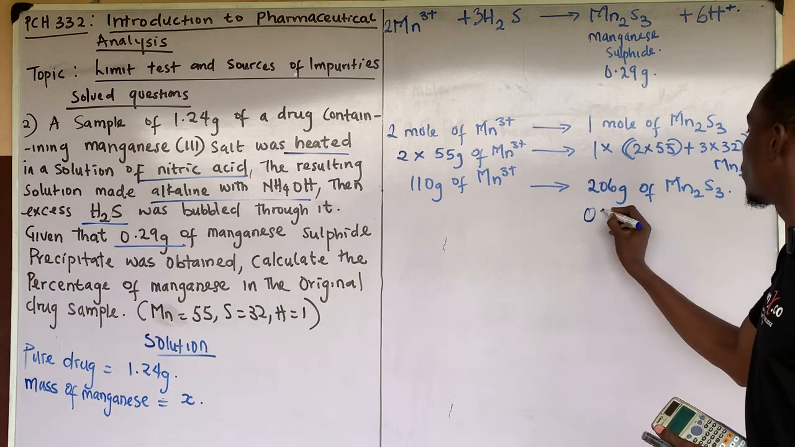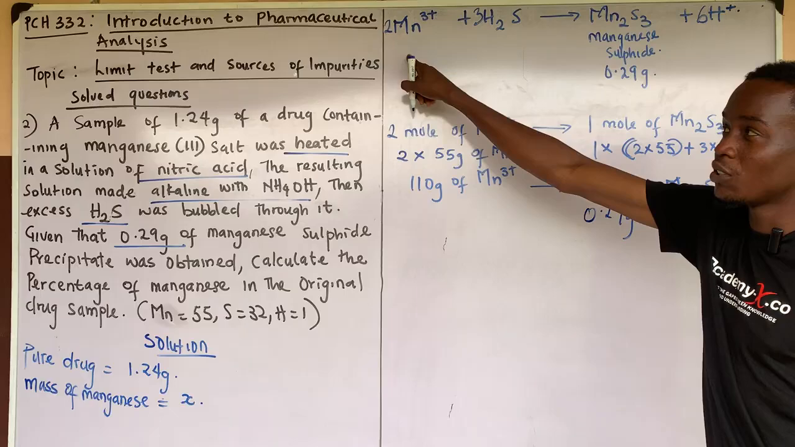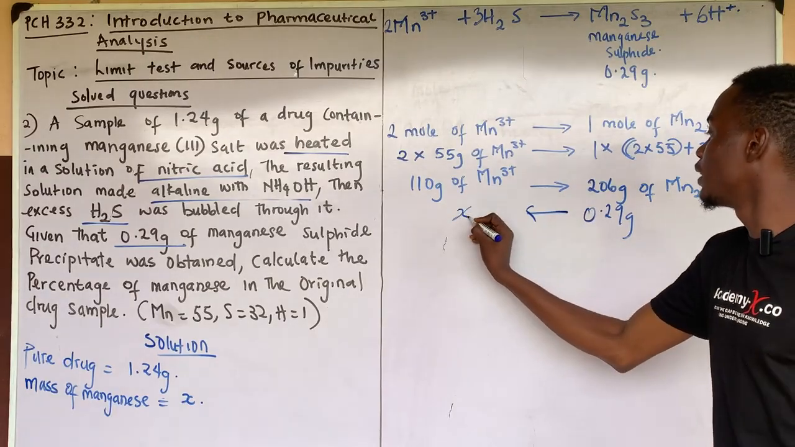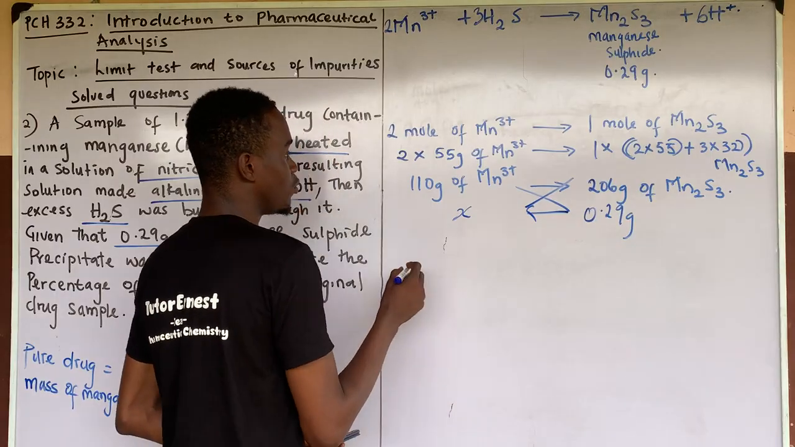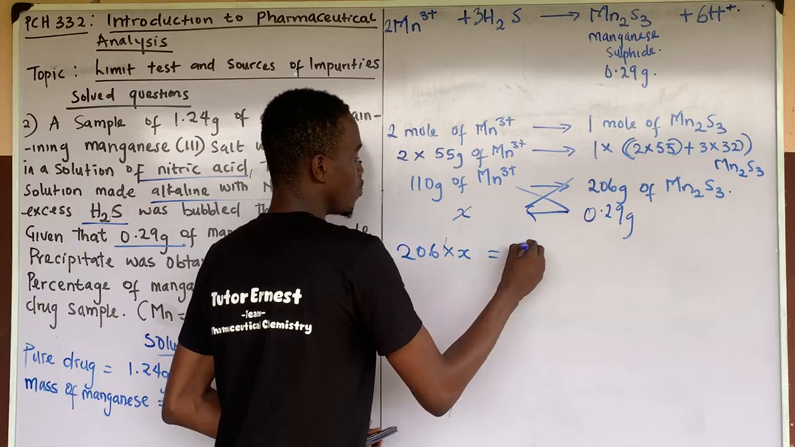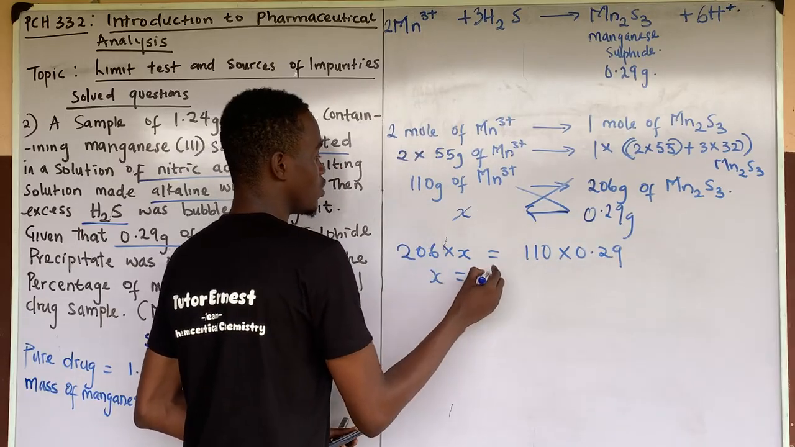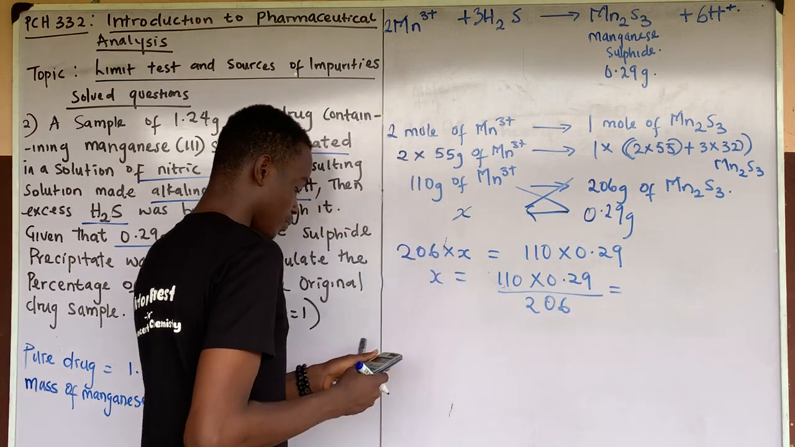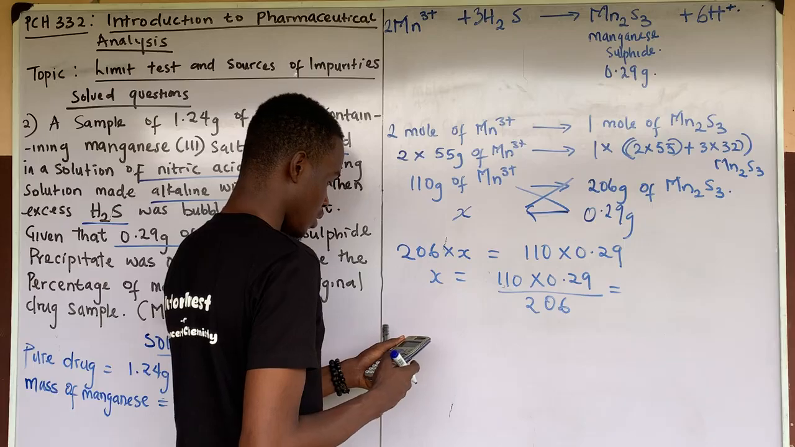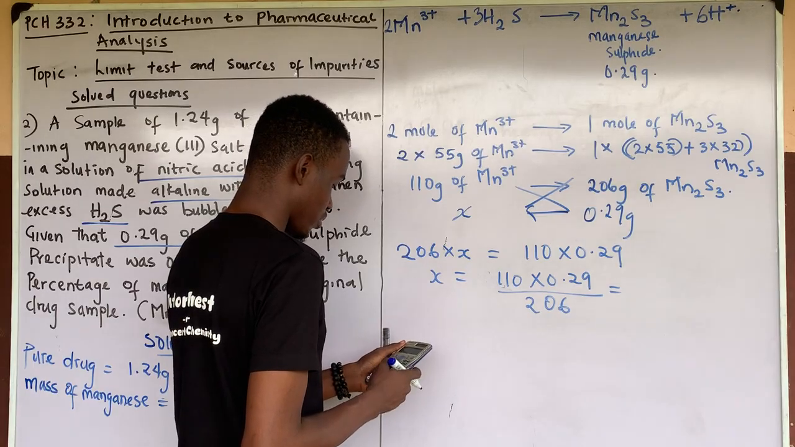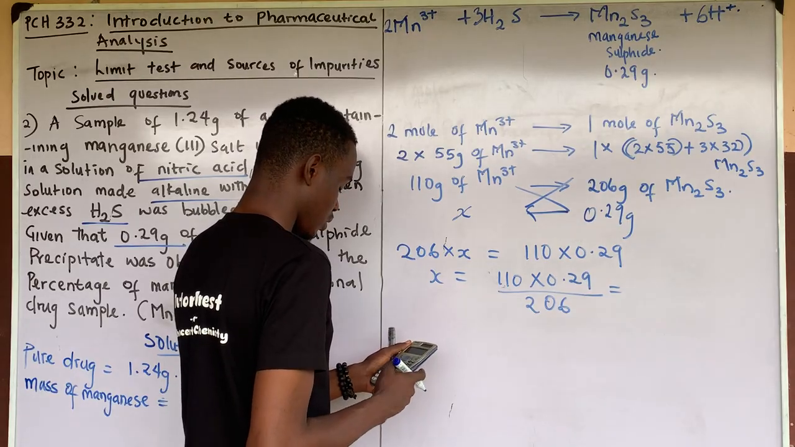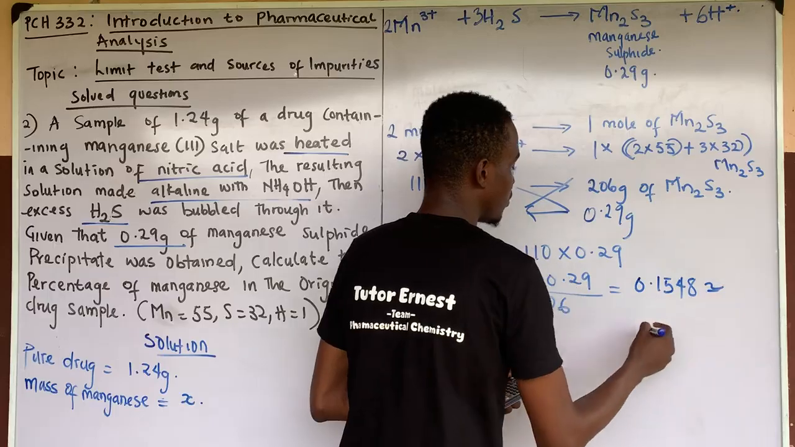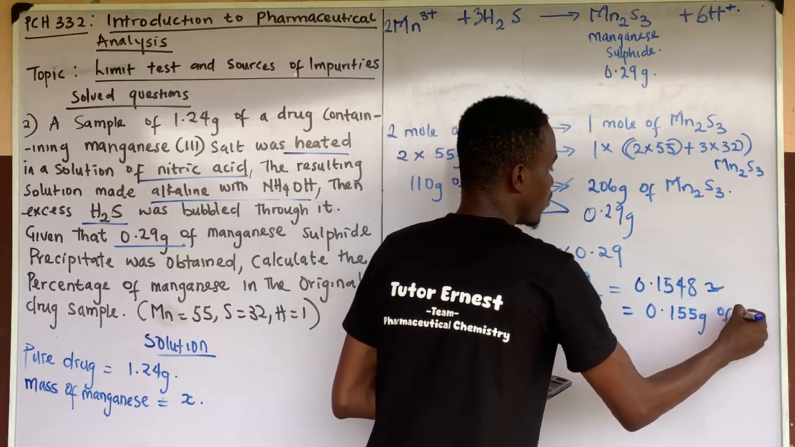Now, 0.29 gram from the reaction will give what? That's the exact amount of pure manganese in the solution, the pure mass. That's what we are looking for. That's X, by cross multiplication. Then we have 206 times X equals 110 times 0.29. Then X becomes 110 times 0.29 divided by 206. We have 0.154. I'll approximate it to 3 decimal places. That is 0.155 gram of manganese ion.